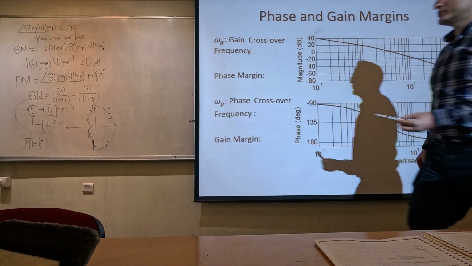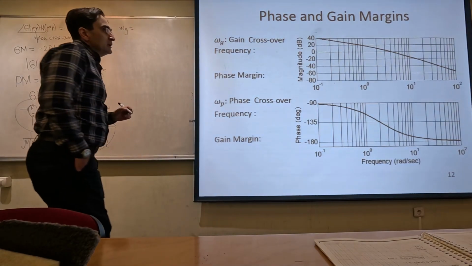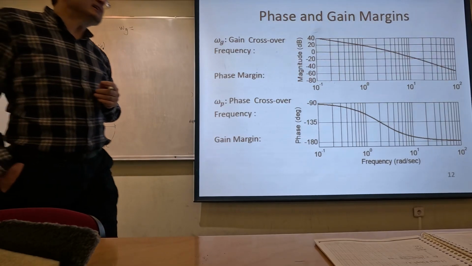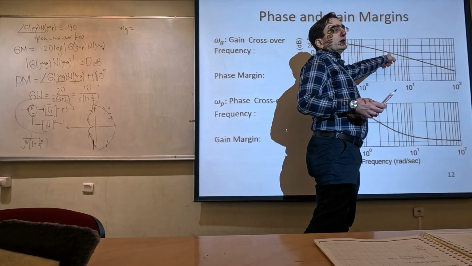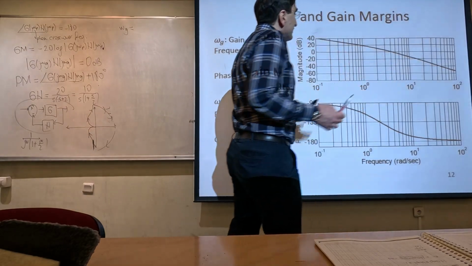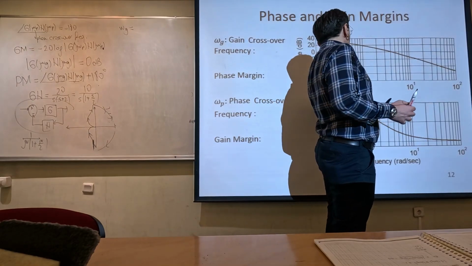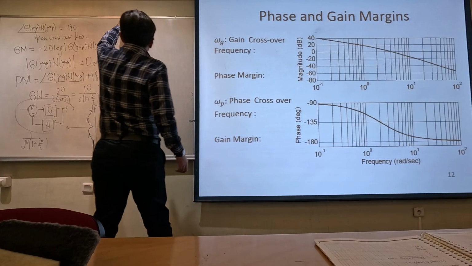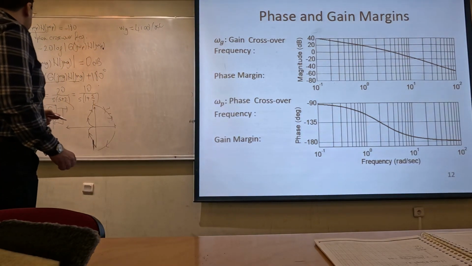So gain crossover frequency for this case is omega G. It is the frequency at which gain crosses the 0 dB line. It is here. Okay? So in this case, what is the gain crossover frequency? I have here 1, 2, 3, 4 radians per second. Okay, from the Bode plot I can read it.